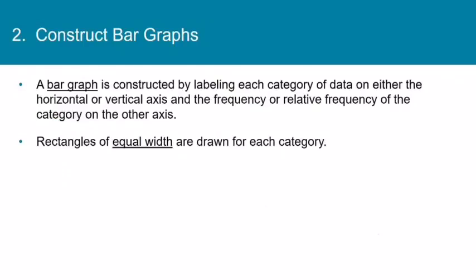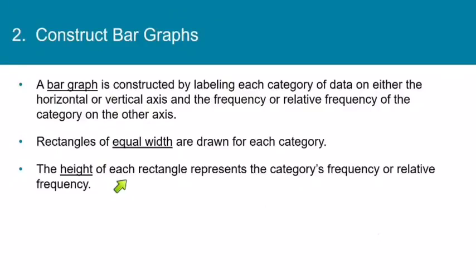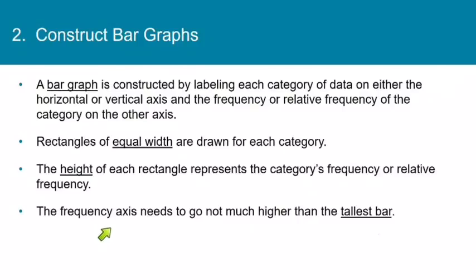Our bar graphs always contain rectangles of equal width, and the height of each rectangle represents the category's frequency or relative frequency. The frequency axis needs to go not much higher than the tallest bar. In other words, if your tallest bar only needs to be 10 units high, there's no sense having your vertical axis go all the way up to 20, because you need to make use of the space in your graph. So the tallest bar should go almost to the top of your vertical axis.